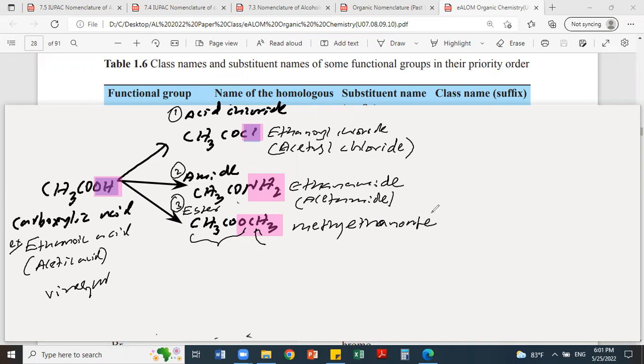Methyl ethanoate. Say for example, if it is CH3COONa, sometimes you can write this like a derivative. You can write this way also. I'll give one more example here. You can write sodium salt of carboxylic acid.